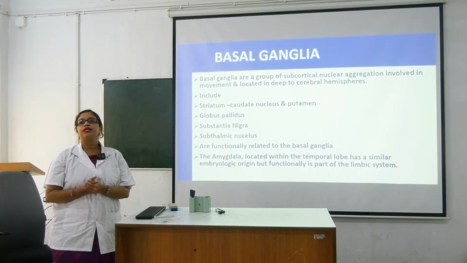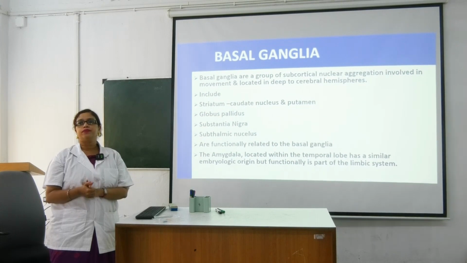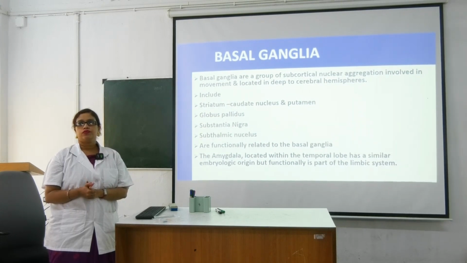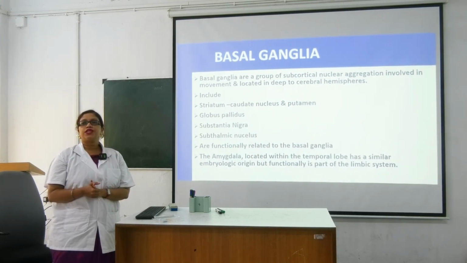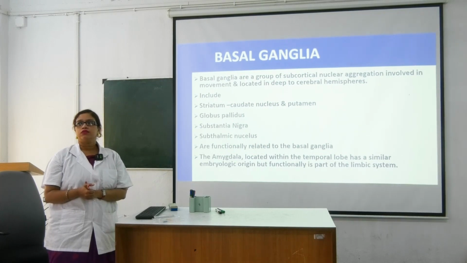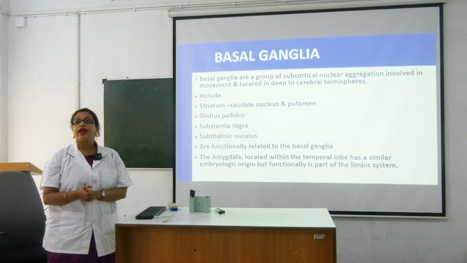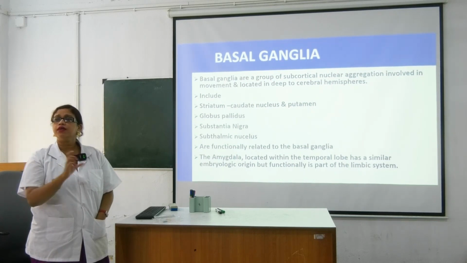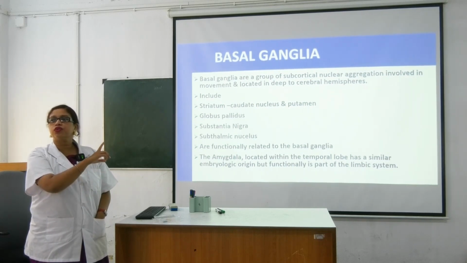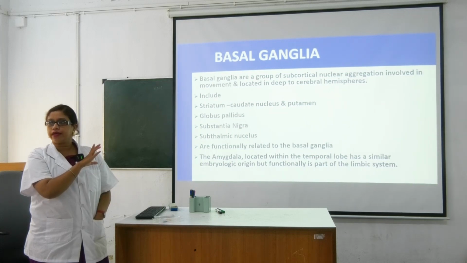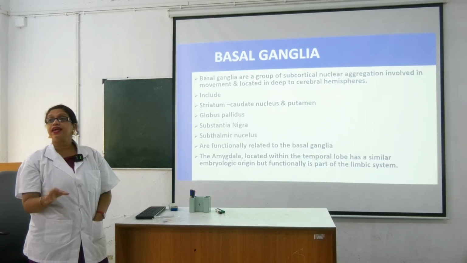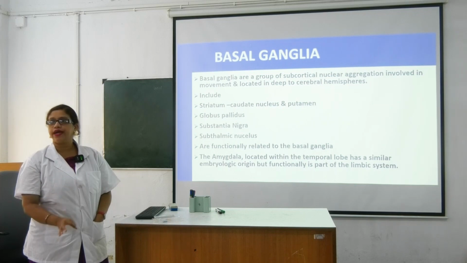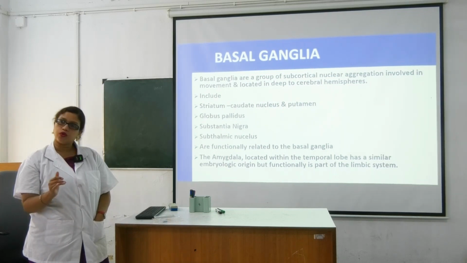So where did you find the substantia nigra? Where did you get the substantia nigra? Midbrain. What I told, it is a pigmented grey matter found in the midbrain. So this is also included in the basal nuclei. We won't say basal ganglia now, we will say basal nuclei. This is the recent name.